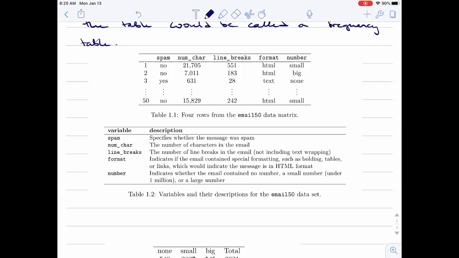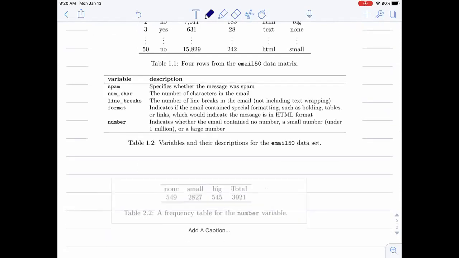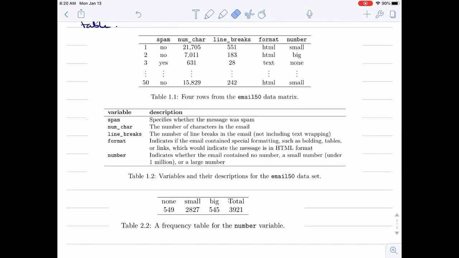And so if we're just looking at the number variable and we just want to summarize it, because it's a categorical variable, none, small, big, 3 categories, then we can make this frequency table. But what we did more in the lab was, well, what if we're concerned with more than one variable, right? Then we want to make a two-way table or a contingency table. That's the same thing.